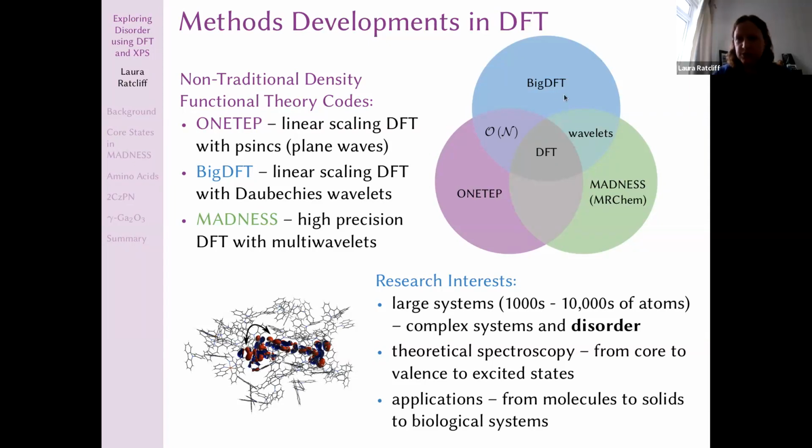I then moved on to work on BigDFT, which has in common with ONETEP that it's linear scaling. So again, we can look at thousands of atoms. But what else is special about BigDFT is it uses a particular type of basis set called wavelets, which I'll talk a little bit about today. And then I moved on to looking at Madness and more recently the MRChem code. So I'm mostly going to be talking about Madness in this talk. This also uses a slightly different flavor of wavelets known as multiwavelets. And I'll tell you today why that's particularly useful for core states.